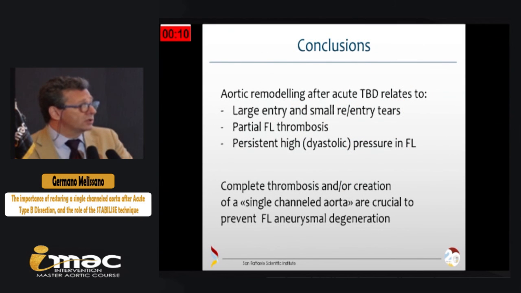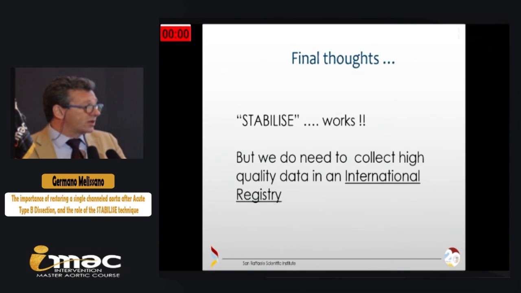So in conclusion, Chairman, ladies and gentlemen, aortic remodeling after acute type B dissection relates to large entry tear and small re-entries, partial false lumen thrombosis, persistent high diastolic pressure in the false lumen, and the creation of a single-channeled aorta is crucial to prevent false lumen aneurysmal degeneration. The STABILISE technique works, but we need to collect high-quality data in an international registry.